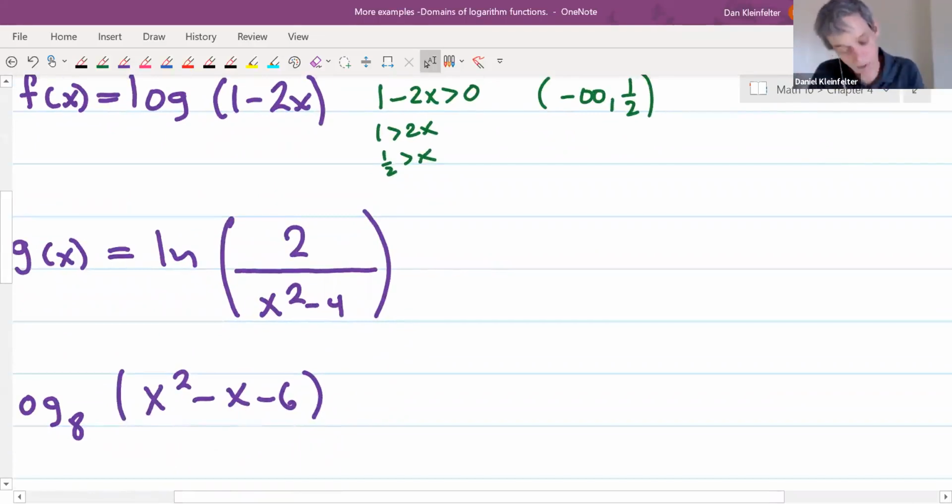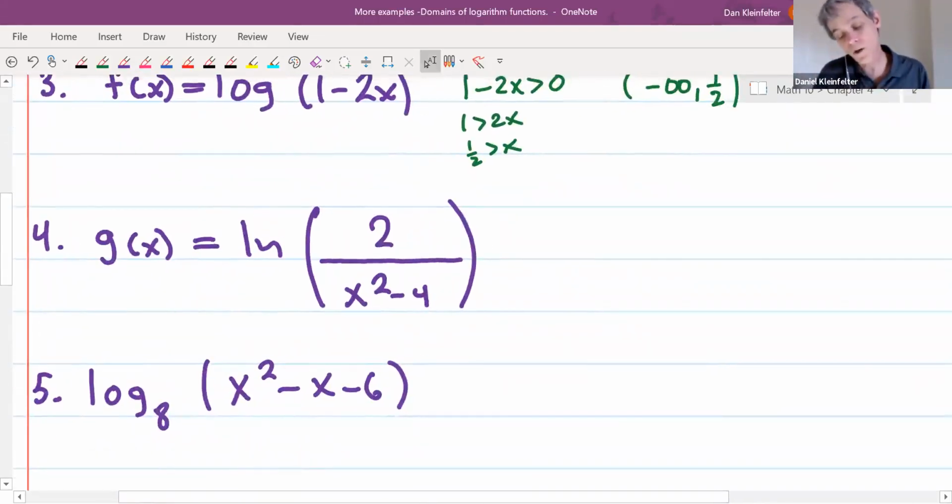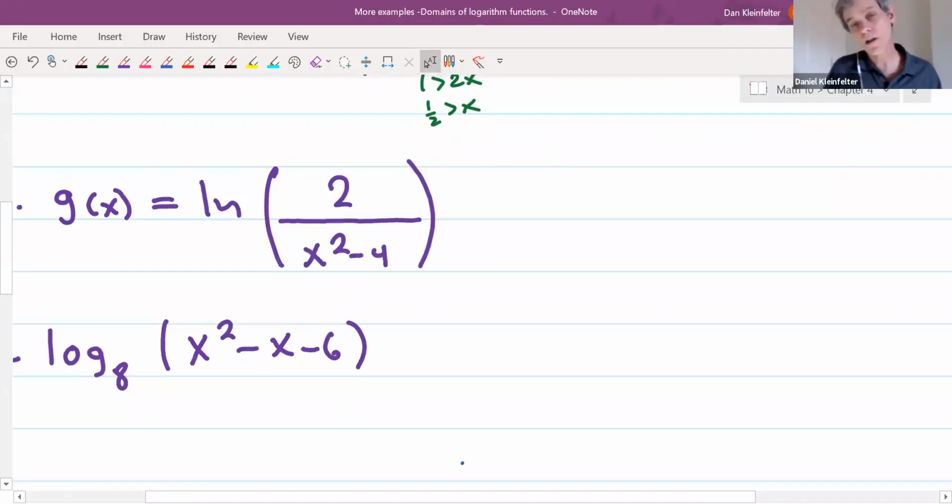Okay, we have two more. For number 4, g of x is the natural log of 2 over x squared minus 4. So the input there has to be greater than 0. So I know the fraction's positive. Well, 2 is positive, so the whole fraction is going to be positive if x squared minus 4 is positive. So we need x squared minus 4 to be positive.